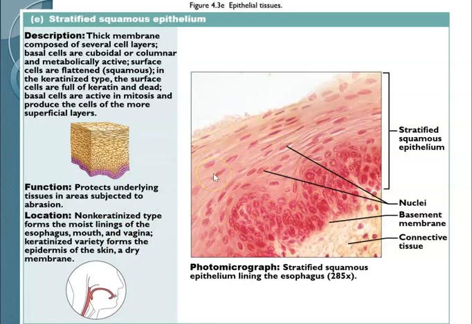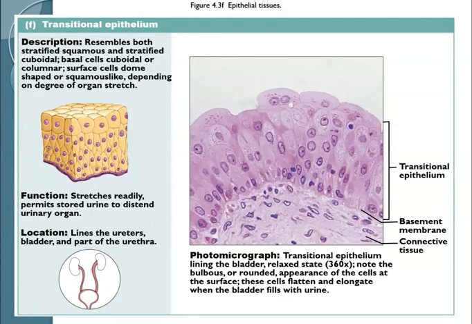Okay, in terms of function, because they're multiple layers, they're going to protect the underlying layers from abrasion. Abrasion is just when you rub against your skin, that is kind of an abrasive kind of a motion. Food goes down our gullet, goes down the esophagus, it can cause abrasion of the esophagus. So these will protect underlying layers.